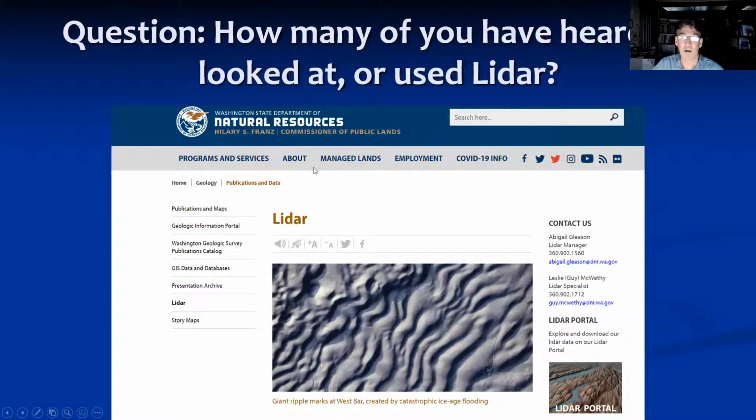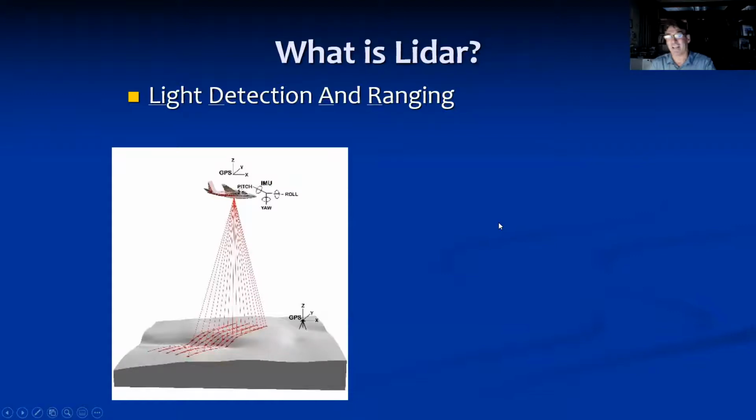And for those of you who aren't aware of it, if you just Google WA DNR LIDAR, it'll send you up to their LIDAR portal, and they've got an amazing array of LIDAR-based maps that you can download and goof around with if you want to, just sort of explore your terrain a little bit. Why they're so important though, is because it's a super fantastic new technology that's been developed over the last 15 to 20 years that really is allowing geomorphologists in particular, geologists in general, to see landscapes like we had never seen them before.